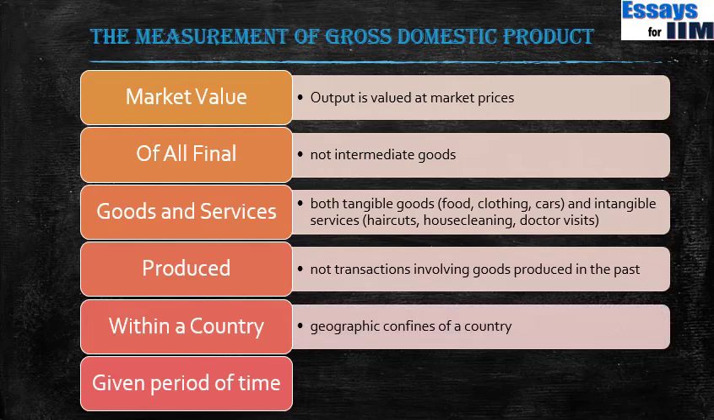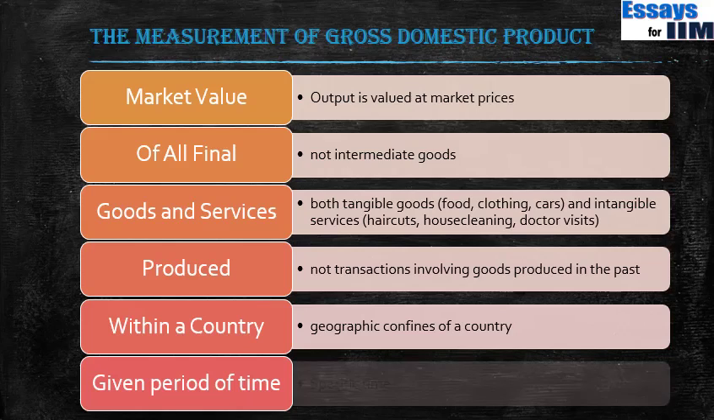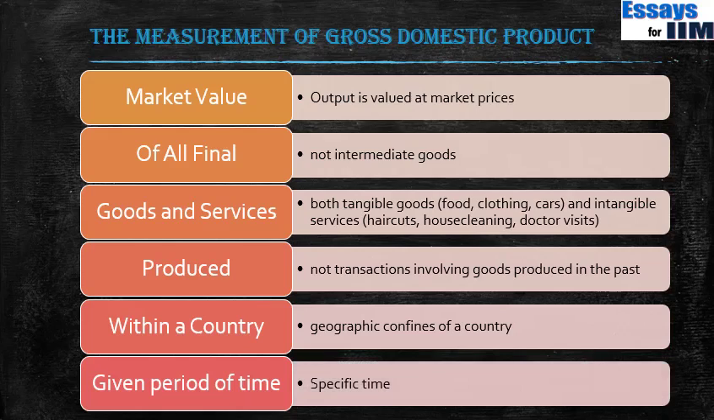Within a country means it is a geographic concept. We'll come to this later also. So you need to remember that GDP is a geographic concept. It depends on which area's GDP we are trying to find in a given period of time, because it's a specified time. It's not like your asset base, which is at a particular point in time. This is during a given time period. So what was the GDP in this particular year? What was all the production, the market value of all final goods and services produced within a country during, let us say, the year 2015.